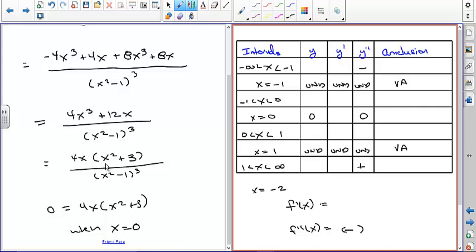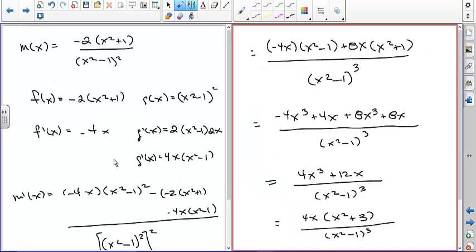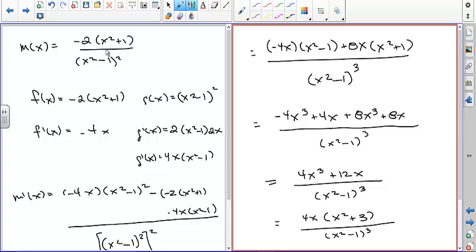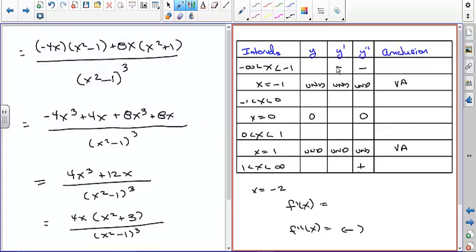If I plug in positive 2 in this interval, everything's positive, so I don't have to worry about anything. Now go to the first derivative. Where's the first derivative? There. So again, this is positive always. This is positive when x is either greater than positive 1 or less than negative 1. So the first derivative is going to be negative for both positive 2 and negative 2. So these are negative.